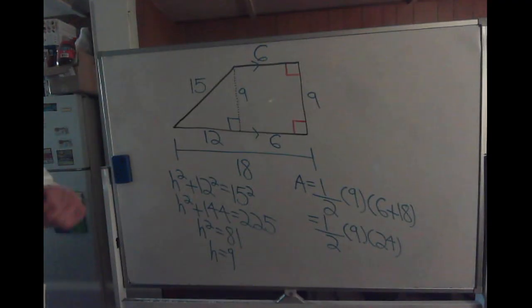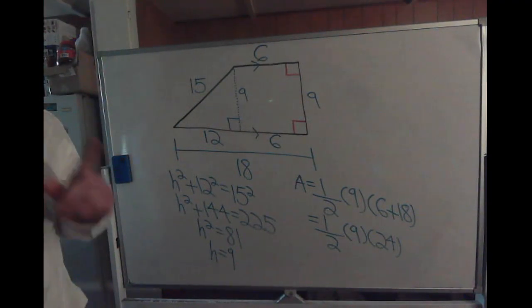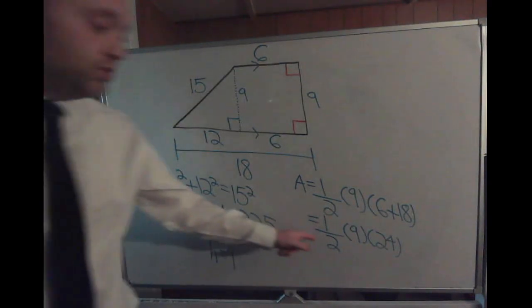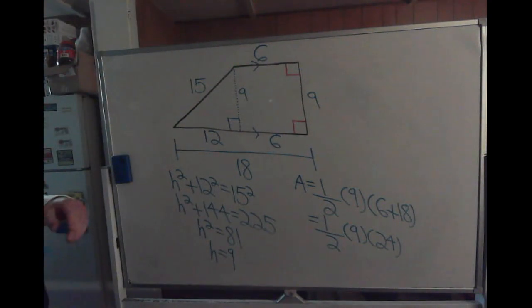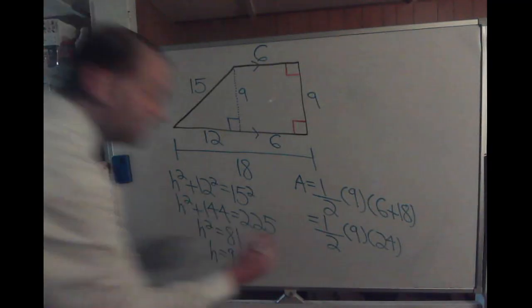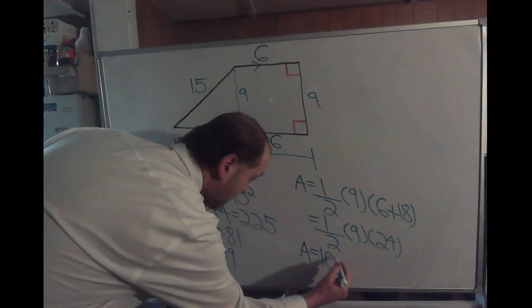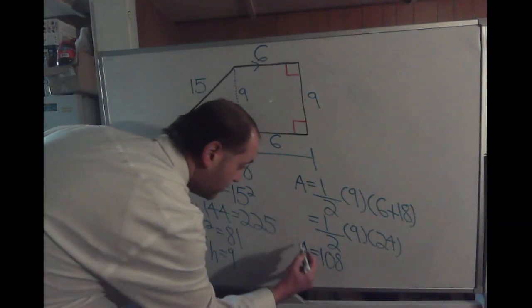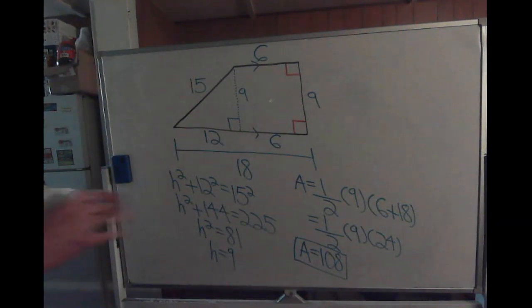Well, we can distribute this multiplication in any order. If we remember, multiplication is commutative, which means you can take half of 24 and then multiply that by 9. Half of 24 is 12, times 9 is 108. So the area of this trapezoid would be 108 square units. That's what you would get. 108 square units for this trapezoid.